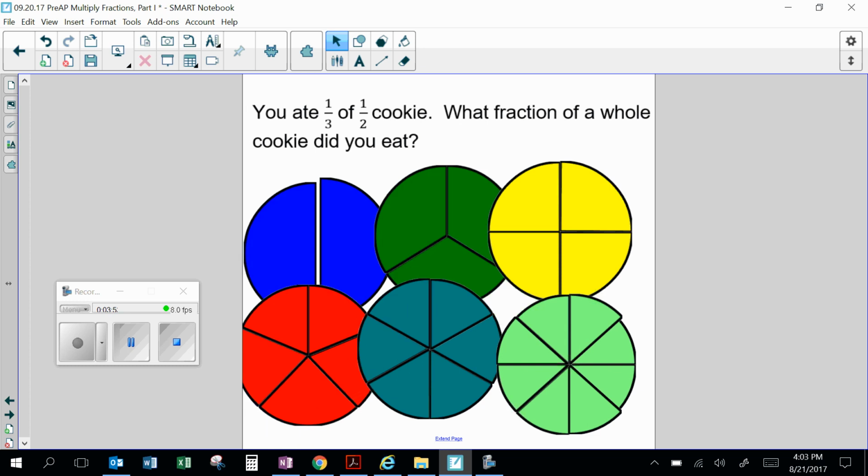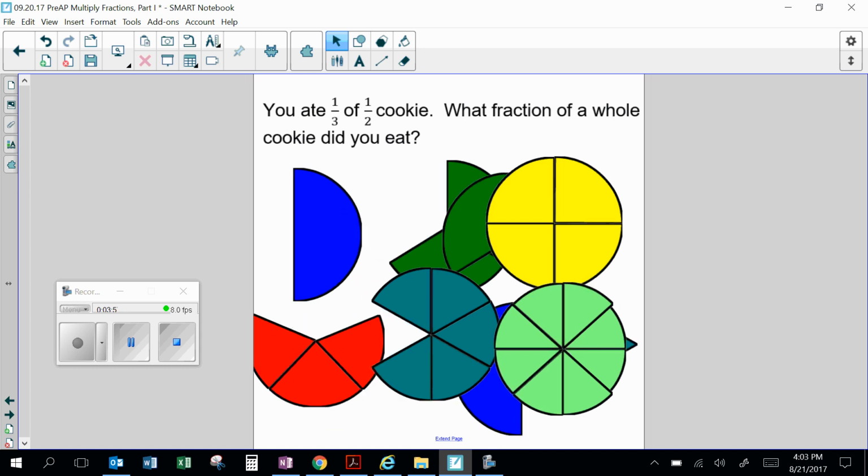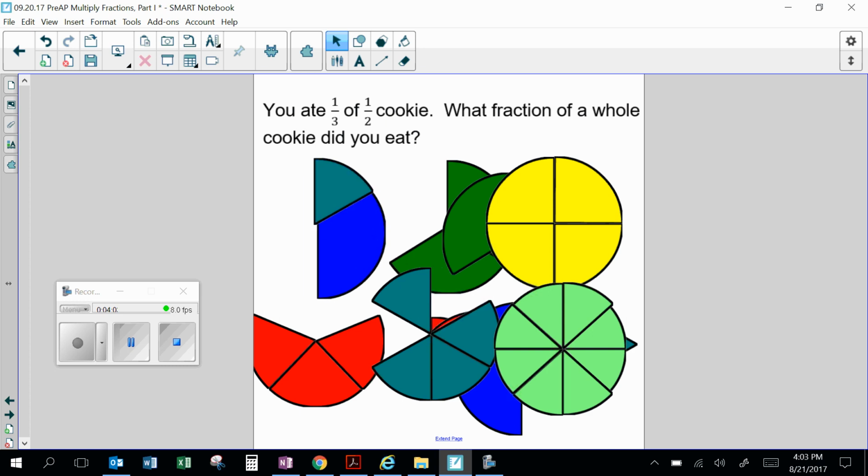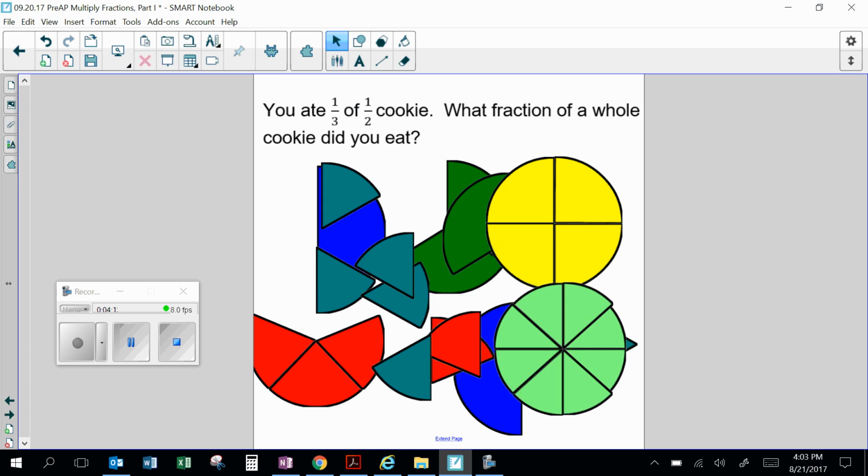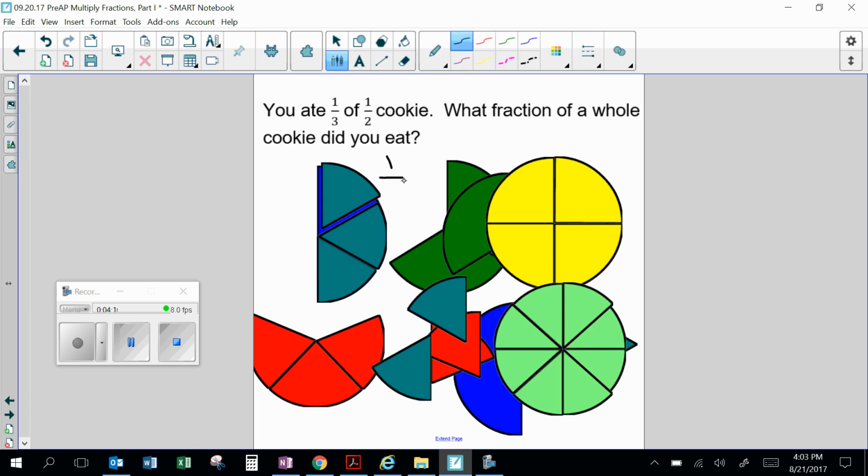You ate 1/3 of half of a cookie. So here's half of a cookie. Ate a third of this. I need to divide this into thirds. Let's see. Would this divide us into thirds? Yes, it does. So I ate a third. So I ate this part right here. What fractional part is that? That is 1/6 of a whole cookie. 1/3 of 1/2 cookie is equal to 1/6.